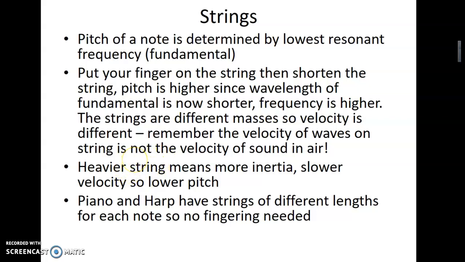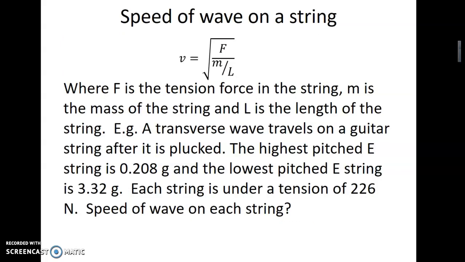And also do remember when we do the problems that velocity of waves on the string is not the velocity of sound in air. So just kind of keep that in mind. And then the heavier the string means more inertia, slower velocity, and lower pitch. And things like piano and harp have strings of different lengths, so you don't need to, like the violin or viola, have to put your finger exactly where a standing wave can be set up.